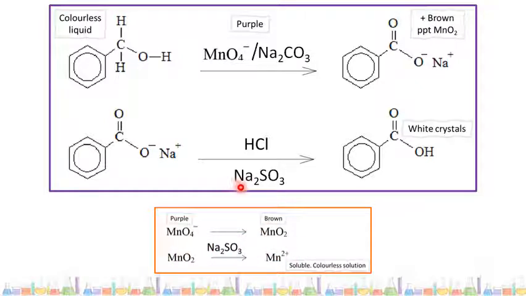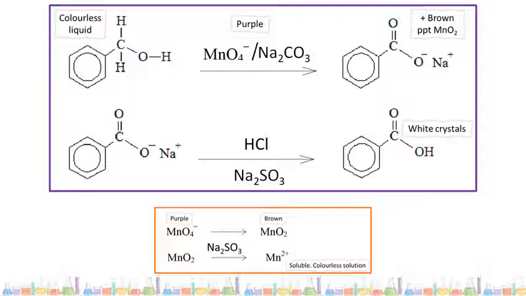We are also adding at this stage some sodium sulfite. And what the sodium sulfite does is it ensures the complete reduction of the manganese ion to Mn2+. Now, the Mn2+ ion is soluble in water, so it will dissolve back into the water and we'll get a colorless solution. So therefore, the only thing that's precipitating out at the end of the reaction is the white benzoic acid crystals. We are then going to cool down this mixture because remember we heated it up, so it's hot.